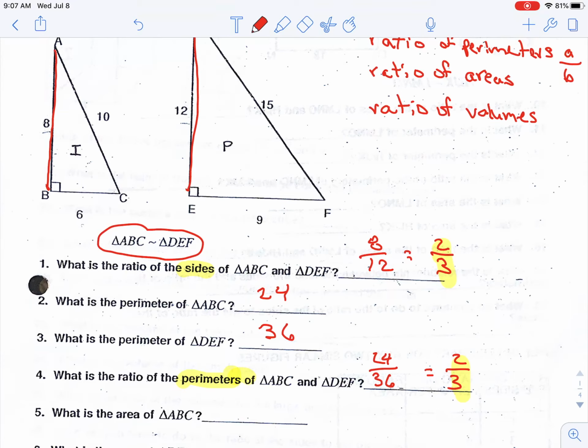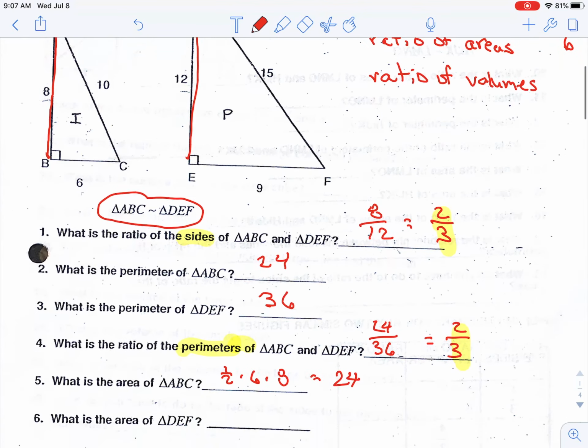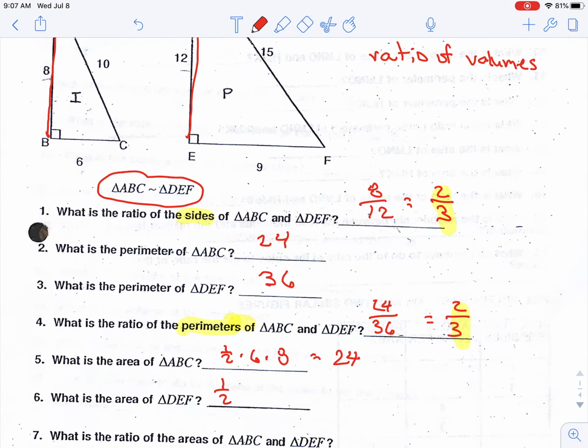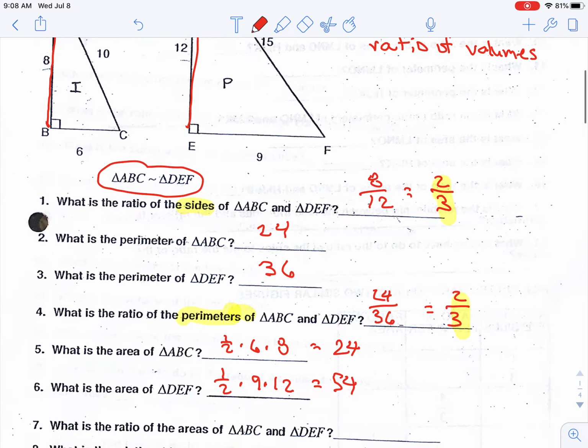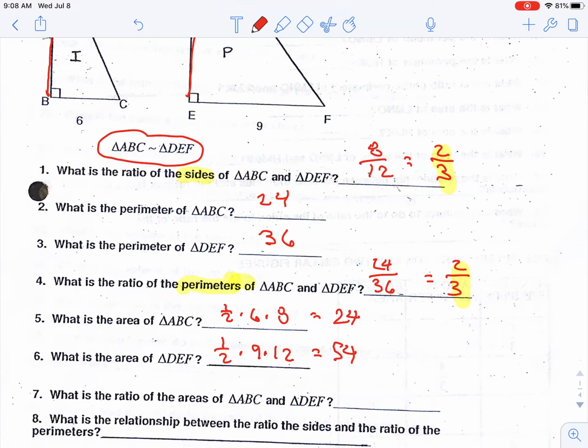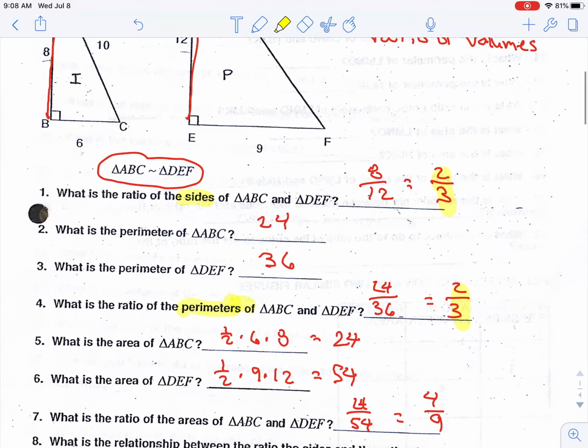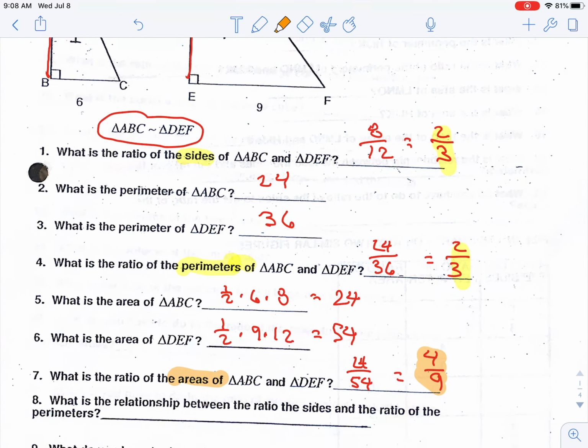So what is the area of triangle ABC? Remember, area is 1/2 the base times the height. So we take 1/2 times 6 times 8, and that gives us 24. And what about the area of DEF? We have 1/2 times 9 times 12, which is equal to 54. So the ratio of the areas is 24 over 54, and that reduces to 4/9. So we can see the ratio of the areas is not 2/3, but there is a relationship.